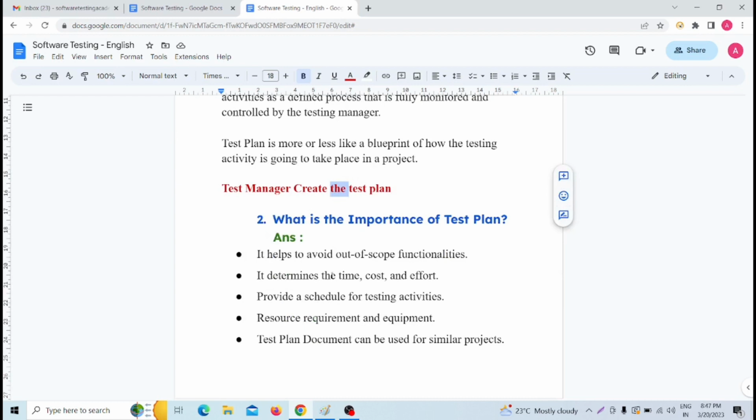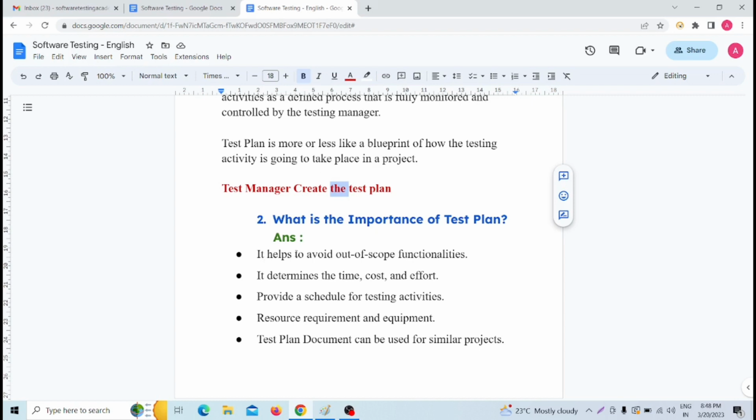Okay. Now, what is the importance of the test plan, or why is a test plan required? The test plan helps us to avoid out-of-scope functionality. Out-of-scope functionality means the functionality we are not checking whenever we are delivering software to a client within a short span of time. That means we don't have much time. Out-of-scope functionality can be, for example, non-functional testing or stress testing. This kind of testing.